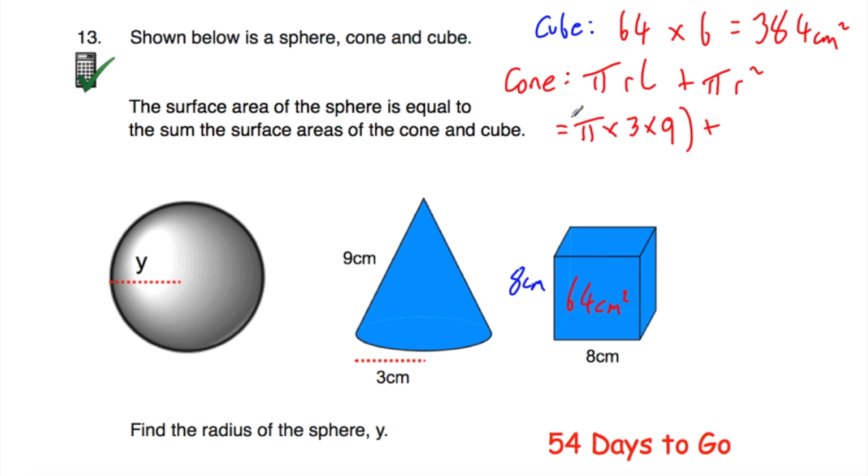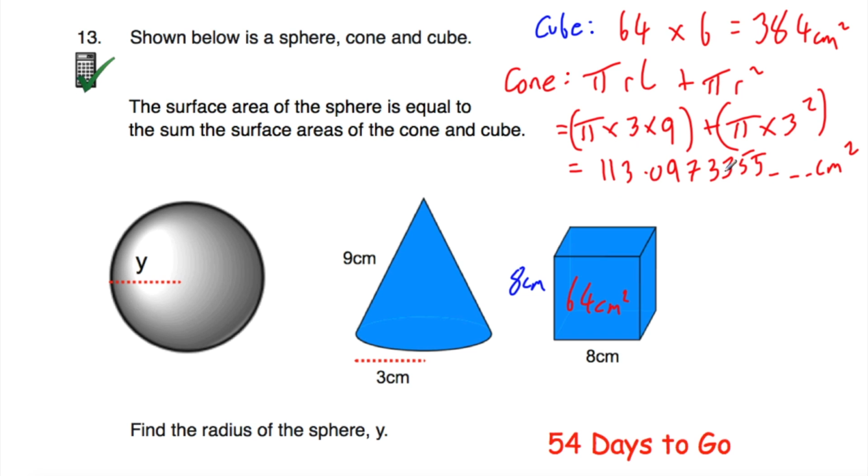Plus, I'm just going to put the curved part in brackets, the area of the circle on the base, that's pi multiplied by the radius squared, so 3 squared. Let's work that out. When we work that out, we get an answer of 36 pi, or as a decimal number, 113.0973355, and so on, centimeters squared.